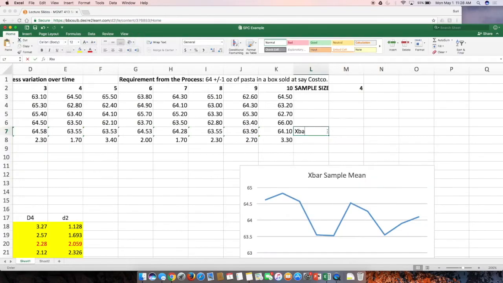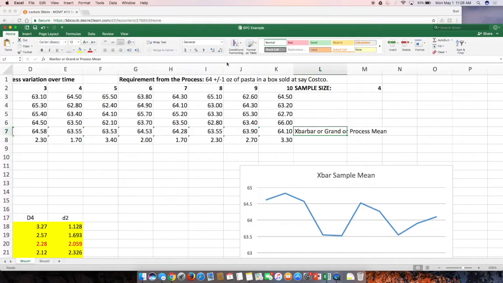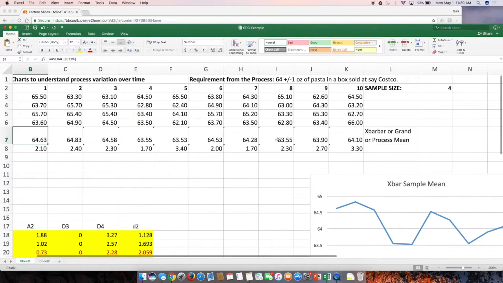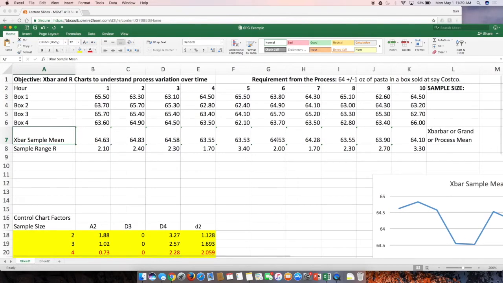Next is the X double bar, which is the grand mean, or process mean. This is my process mean. Let me actually do this in text. And what's my process mean, given my X bar values? How can you calculate that?